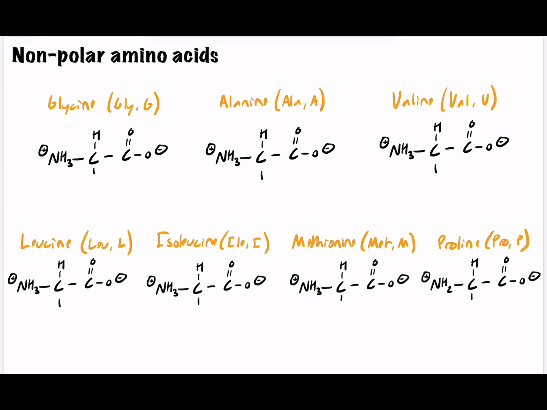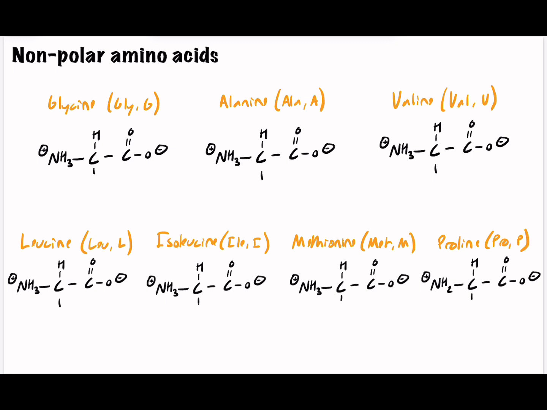So we're going to be going through all 20 amino acids. I would definitely recommend pulling out a piece of paper and drawing out the names of the amino acids, their 3-letter codes, their 1-letter codes, and their structures as I go through it as well. Okay, so without much talking, let's just get right into it.